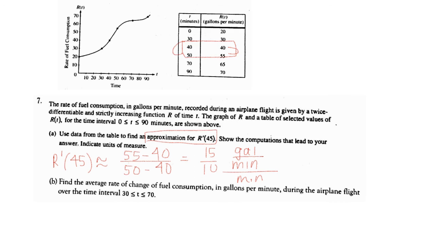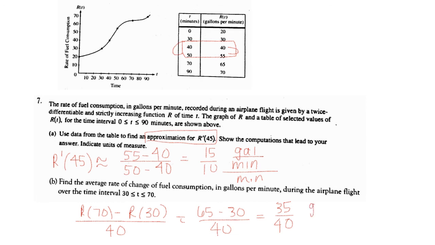All right, so part B, find the average rate of change of fuel consumption in gallons per minute during the airplane flight over the time interval from 30 to 70. So very similar problem here. We're going to talk about R at 70 minus R at 30 over 70 minus 30, or 40. And so that's going to give us R at 70 is 65 minus R at 30 is 30 over 40. I'm tempted just to leave it like this, or you can continue on, and that would be 35 over 40, and that's gallons per minute.